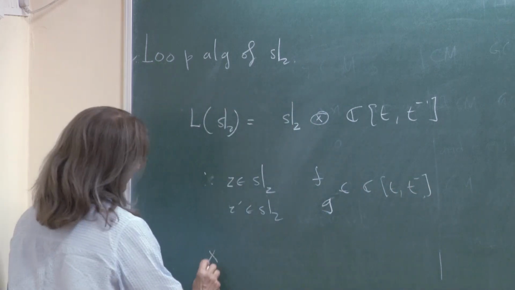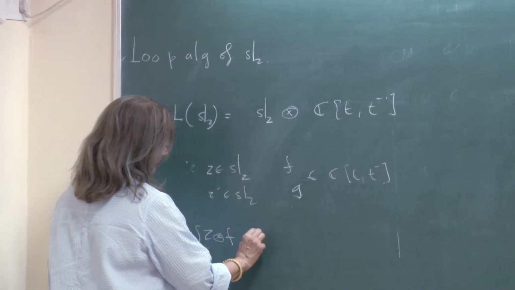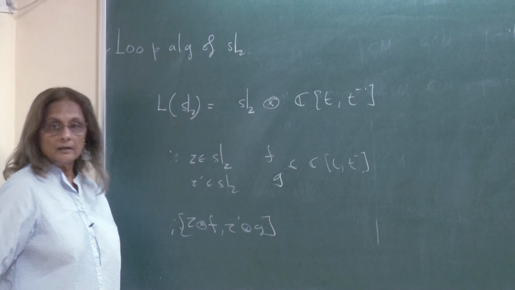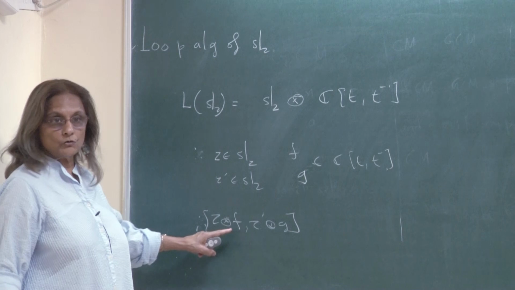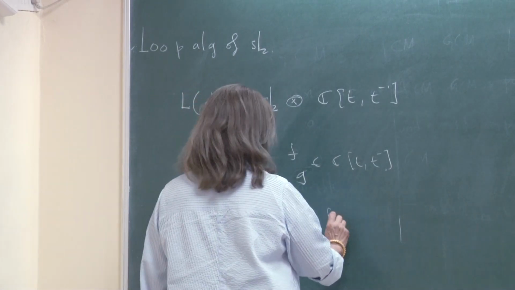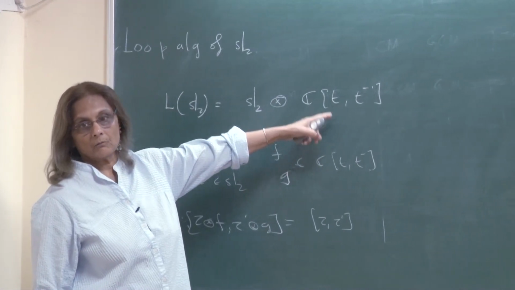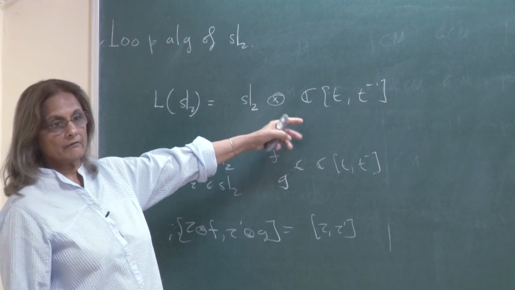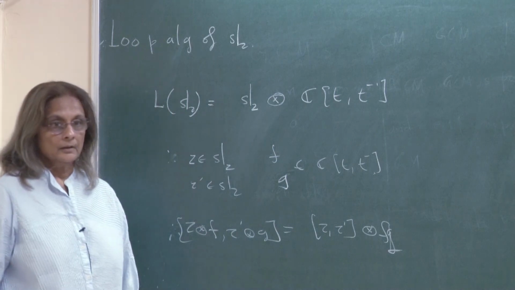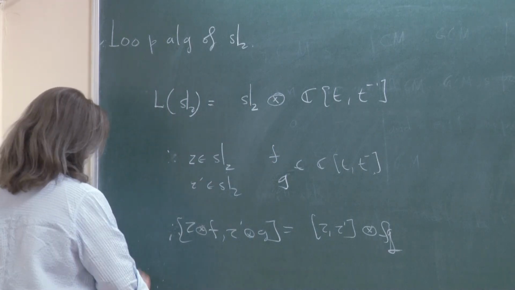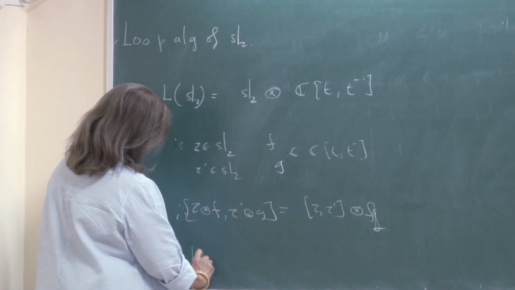And you define the commutator between these two things. So [Z tensor f, Z prime tensor g]. So you do the most obvious thing possible. You take the commutator of the two matrices. Now, f and g are elements of a commutative ring, so you don't want to take their commutator because their commutator will be 0, so you take the product. Okay. And then it's a trivial checking that this is a Lie algebra structure.